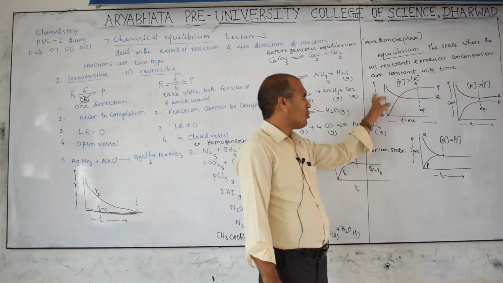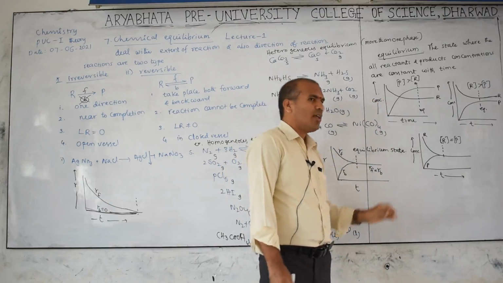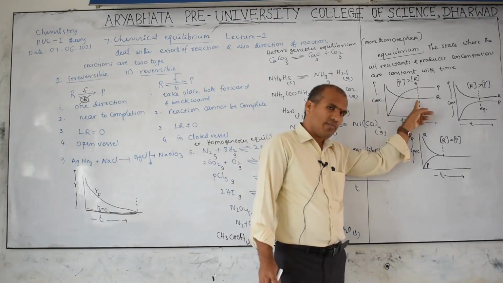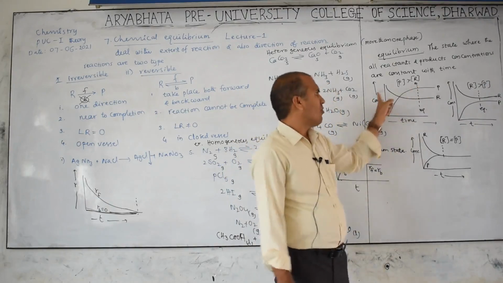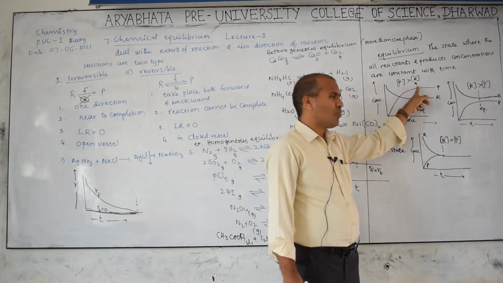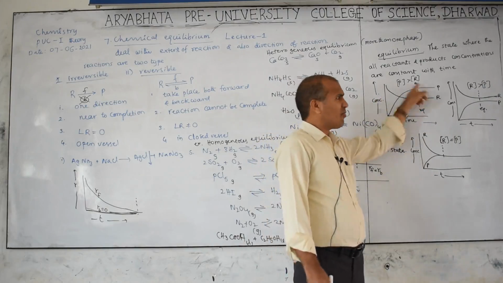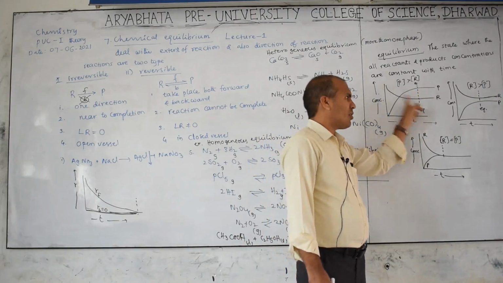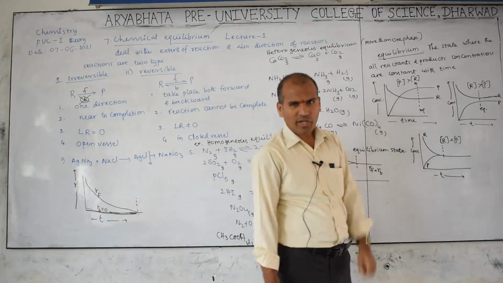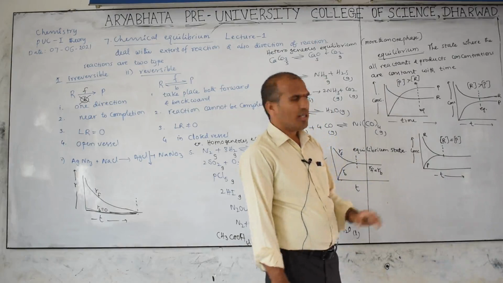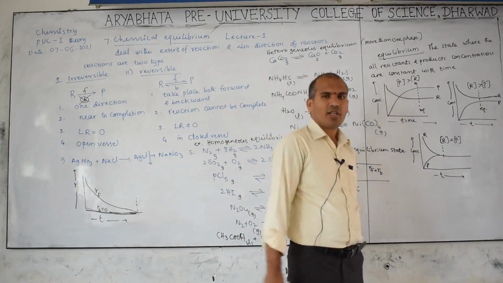But here, remove the concentration and put rate. Then here the rate is not equal at this position, because if I write R, then the backward reaction rate is greater and the forward reaction rate is lower. That is not indicating equal. Therefore, this is not the graph for equilibrium.